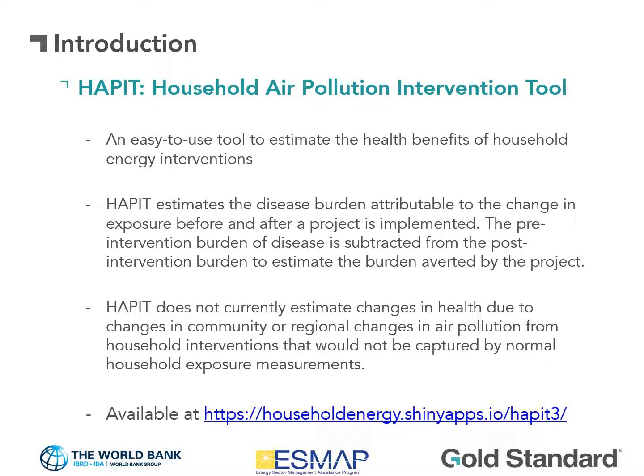HAPIT currently contains background data necessary to conduct analysis in 104 countries and at a subnational level in 31 provinces of China and 21 states of Mexico. It was developed by researchers at the Household Energy, Climate and Health Research Group at the University of California, Berkeley, and is available free of cost for the user at the link available on the screen.